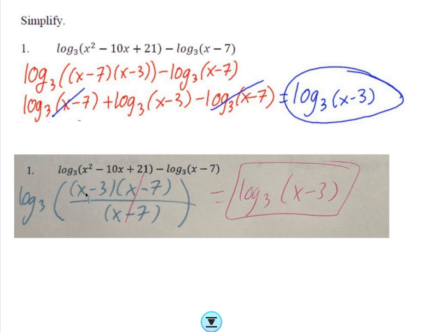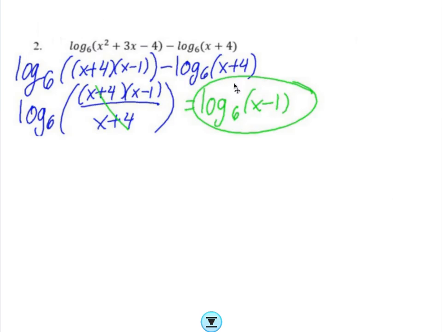Another way to do this that you might be more comfortable with is to condense instead of expanding. So here I factored the numerator into x minus 3 times x minus 7, but instead of expanding, I just condensed by realizing this is a minus here, so this x minus 7 can go in the denominator. And then the x minus 7s can cancel because it's the same factor in the numerator and denominator. And so the final answer is the same thing that you got here, log base 3 of x minus 3.